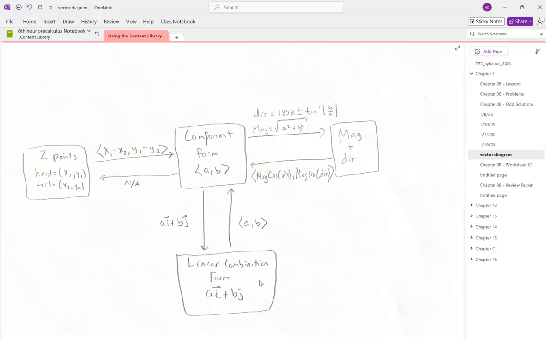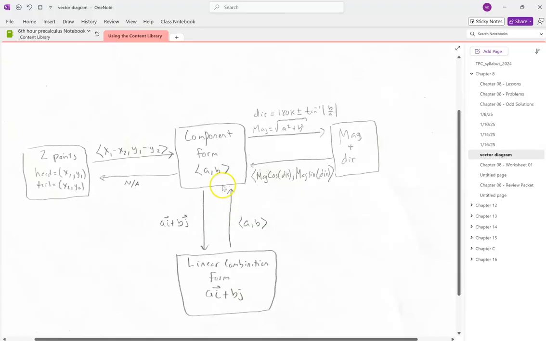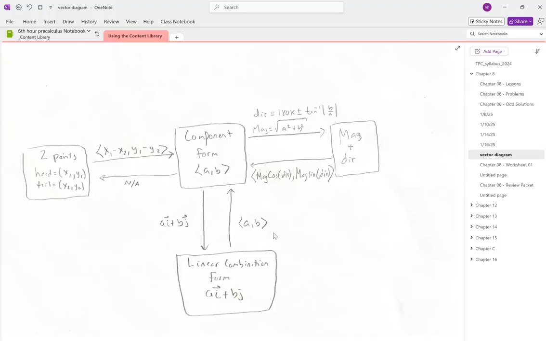Notice that component form is like the central hub. You pass through component form to go to anything else. So if I wanted to go from linear combination to magnitude and direction, I would go to component form first, which is really easy because you just take the A and the B, and that's my component form. Does that feel okay, guys?